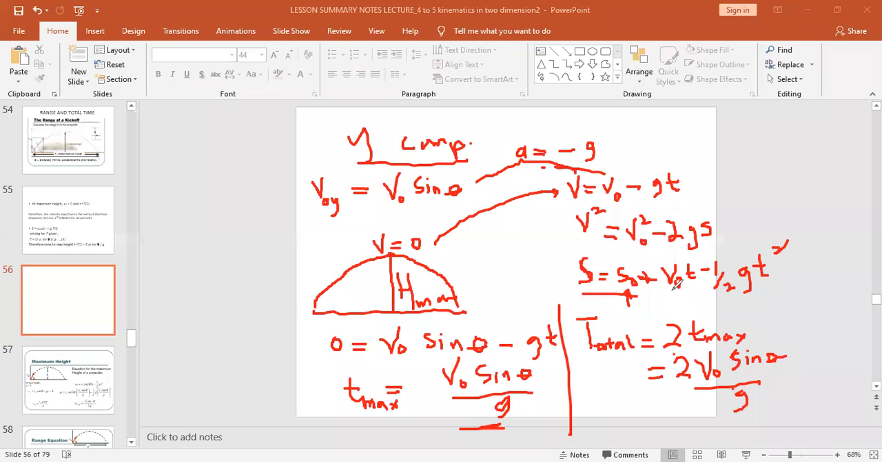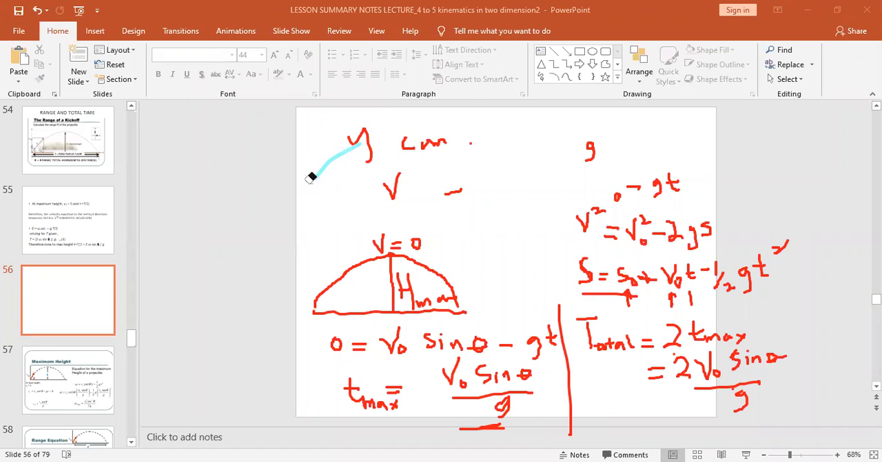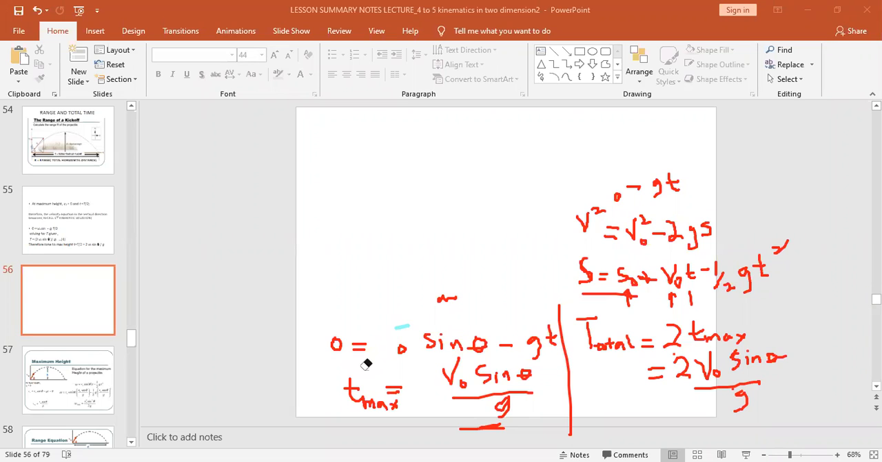We know the velocity in the y direction. We know the time to maximum height. And we also know the acceleration. So we can easily find that. So let me clear the screen. Yeah. So we keep this formula here, and then let's prove maximum height.